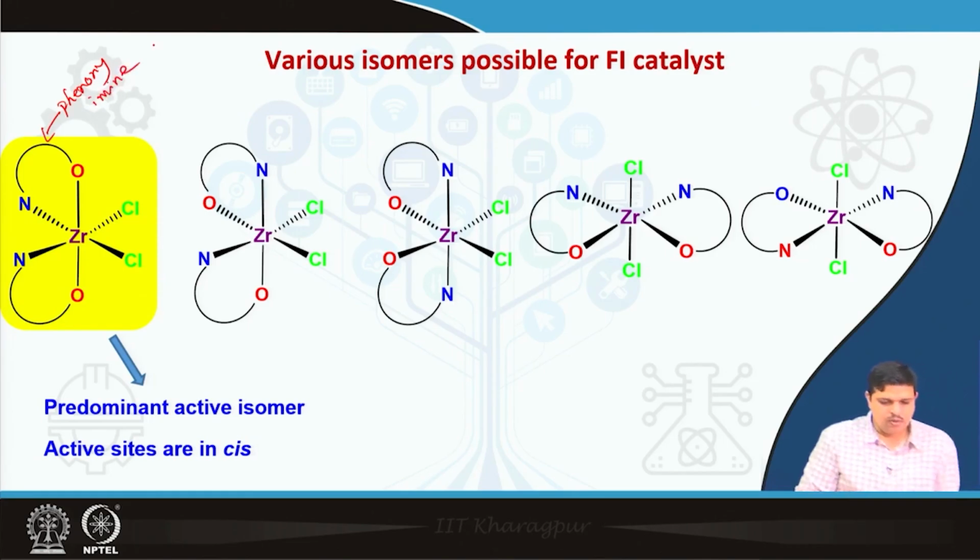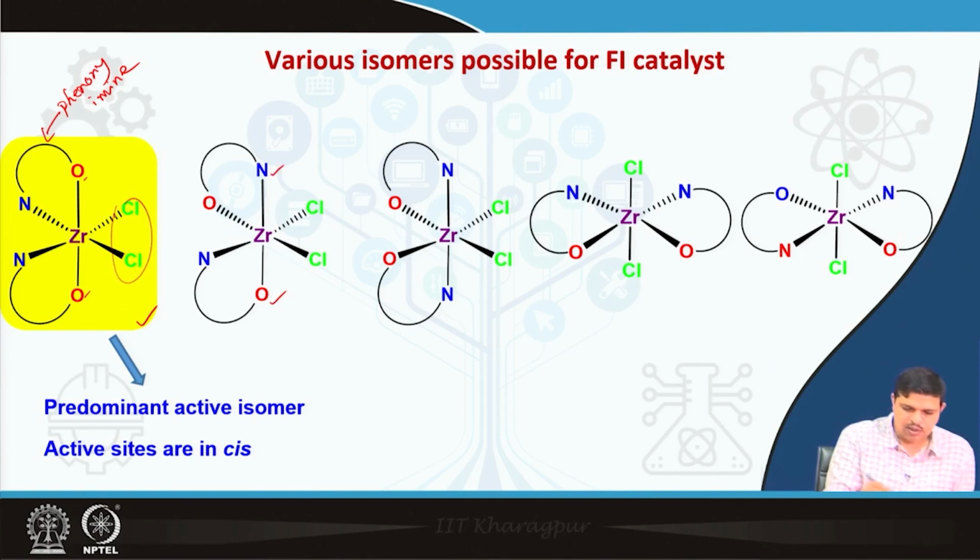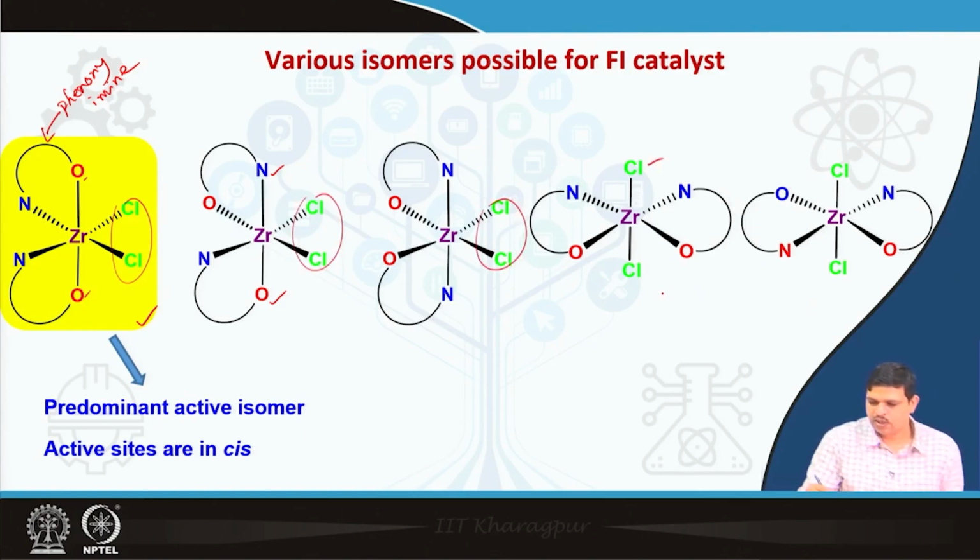Okay, now here you will see that this is one possible isomer, that is oxygen and oxygen trans. Here nitrogen and oxygen trans. So here the two chlorides are cis, here also cis, here also cis. And in this case it is trans, and it is trans. But think over how the polymerization reaction mechanism happens.